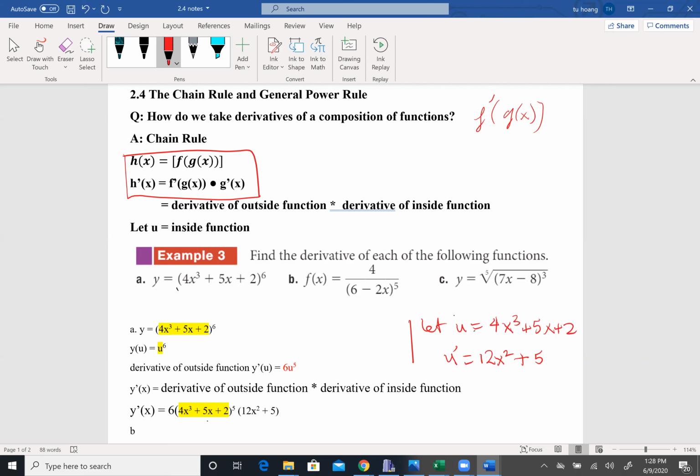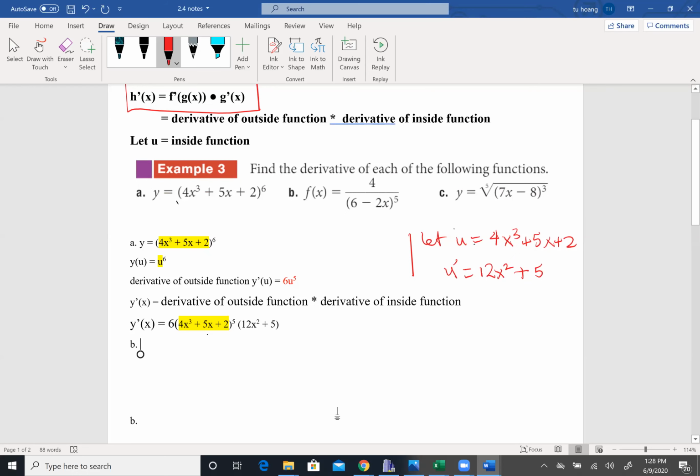Now I want to move to B. In B, I have f of x equal to 4 over (6 minus 2x) over 5.